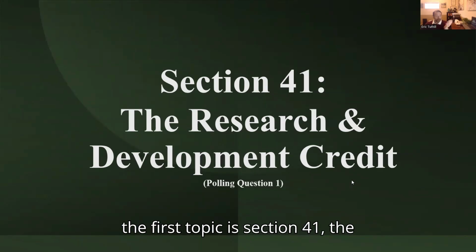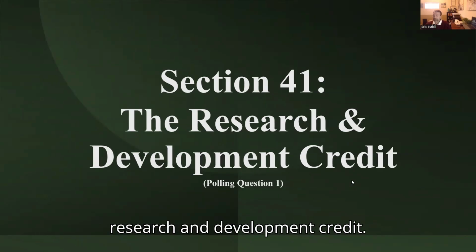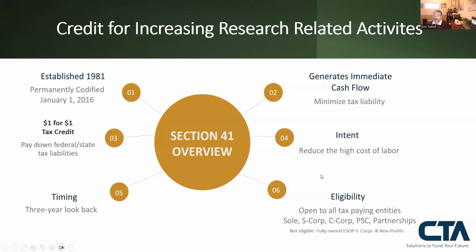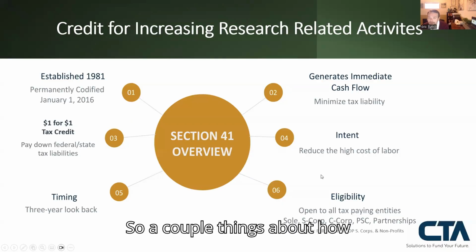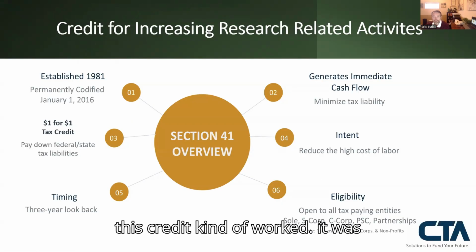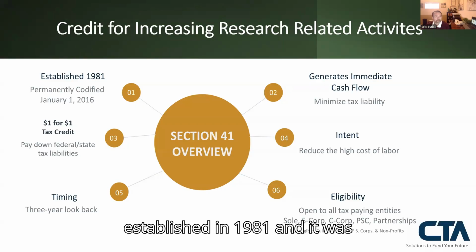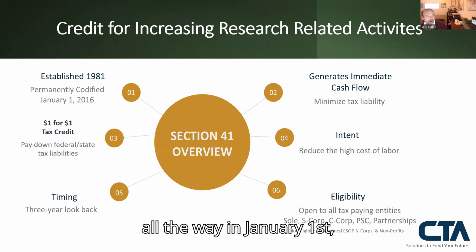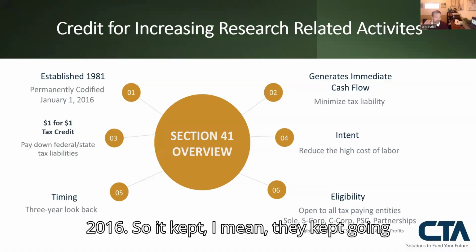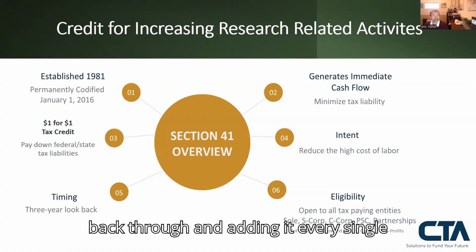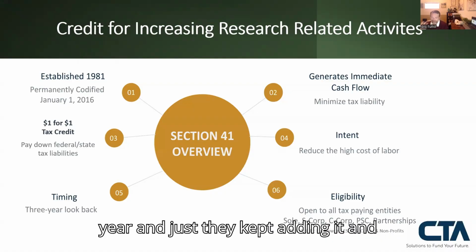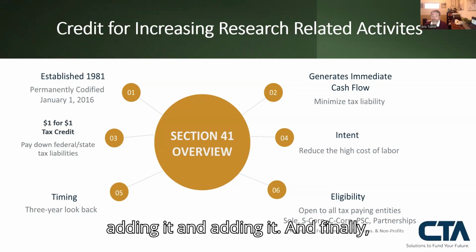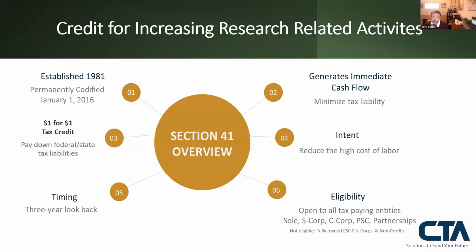So the first topic is Section 41, the research and development credit. A couple of things about how this credit worked. It was established in 1981 and was permanently codified on January 1st, 2016. They kept going back through and adding it every single year, and finally they decided to make it permanent.